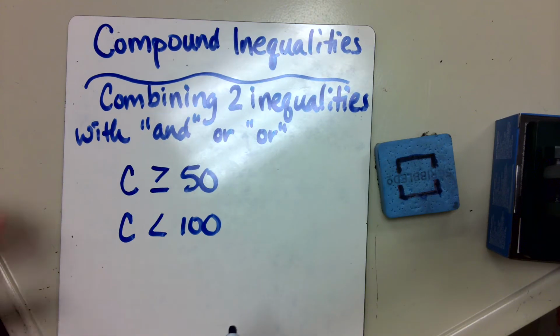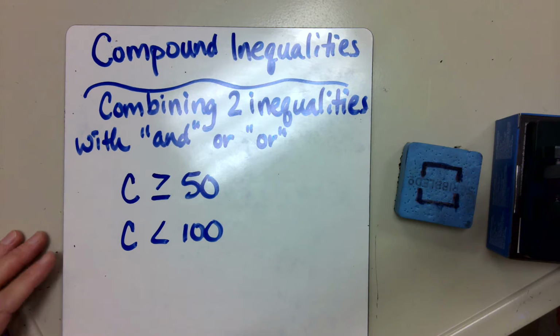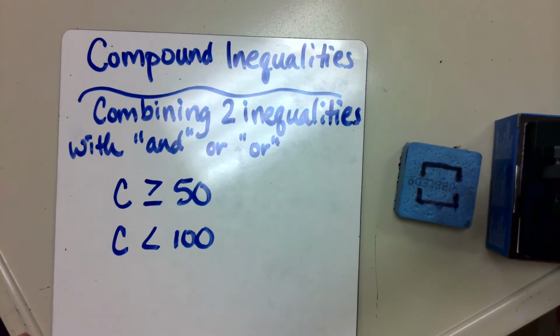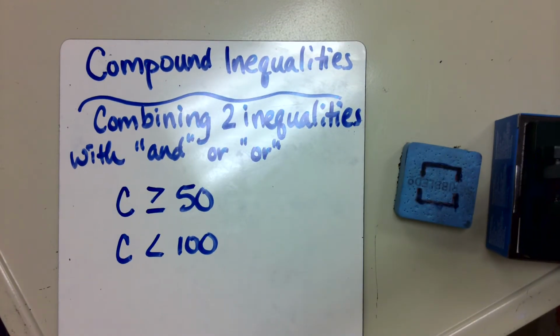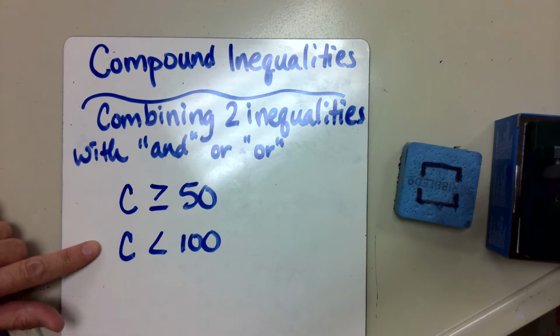Hi guys, this is a quick video on a little introduction on compound inequalities. Compound inequalities are those that are combining two inequalities with the word "and" or with the word "or." So for example, I have two inequalities written here.